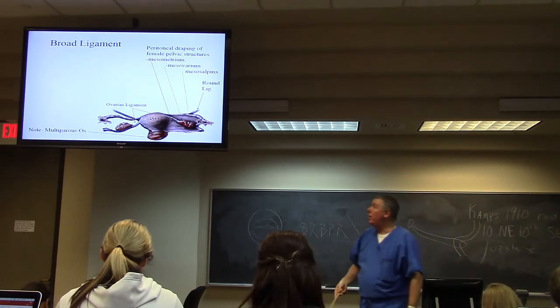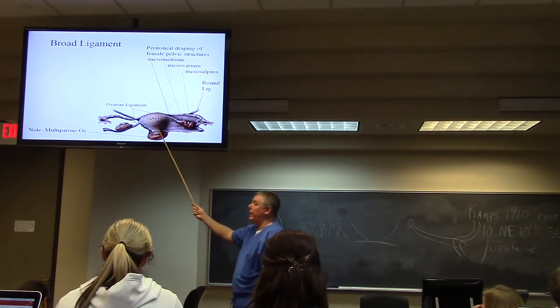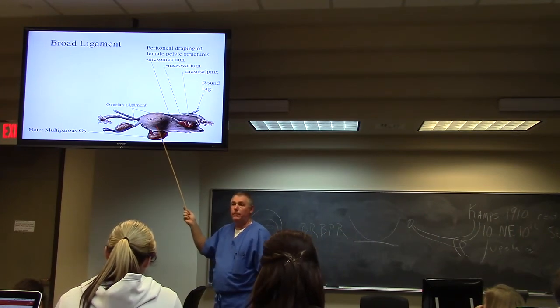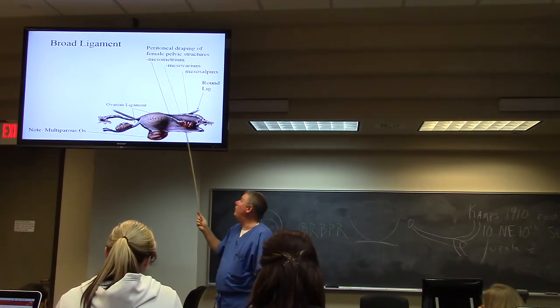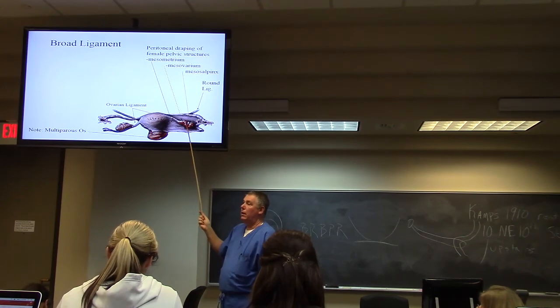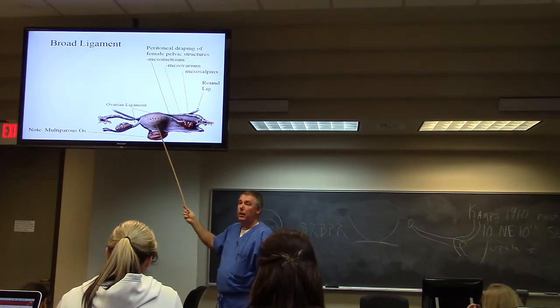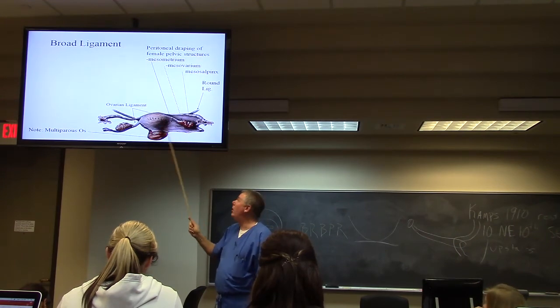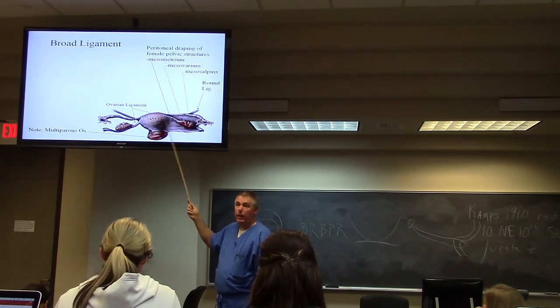If you remove the uterus, it's called a hysterectomy. If you remove the ovaries and the uterus and the fallopian tubes, it's called a salpingo-oophorectomy hysterectomy.